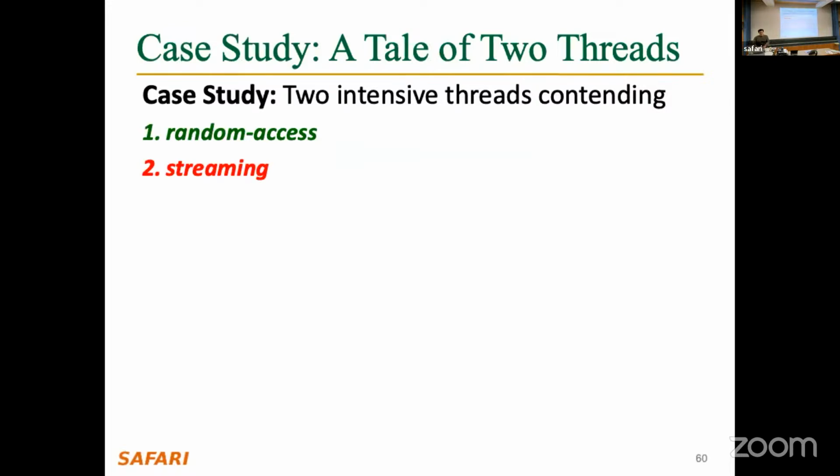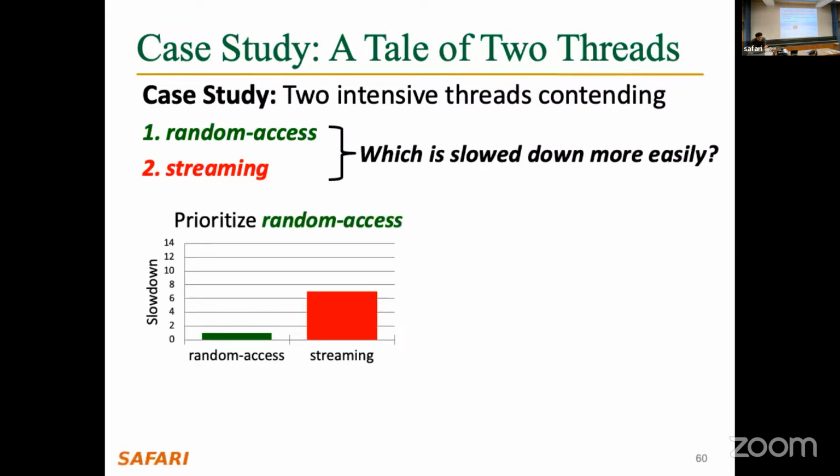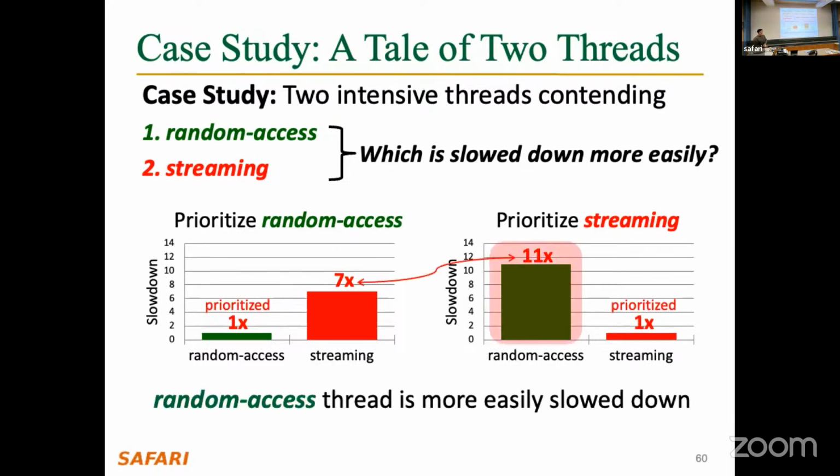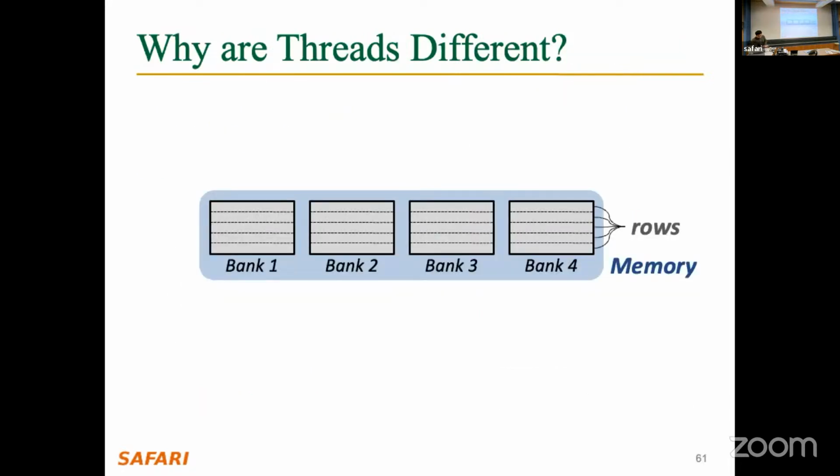We have a random access thread and a streaming thread. They're both very memory intensive. So which one is slowed down more easily? If you prioritize random access, streaming gets slowed down by 7 times. If you prioritize streaming, random access gets slowed down by 11 times. Why? Because random access is more easily slowed down.